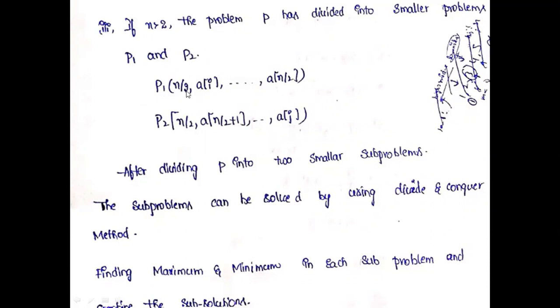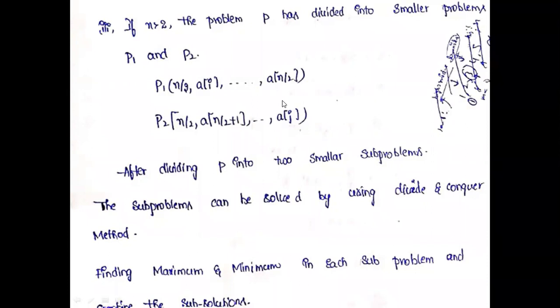Each subproblem has n by 2 elements. The first subproblem has elements from a of 1 to n by 2, and the second subproblem has elements from n by 2 plus 1 to a of j. After finding the maximum and minimum value in P1 and in P2, compare the maximum value in P1 with that in P2 and find the maximum value of the whole problem P. Similarly, compare the minimum value in P1 and the minimum value in P2 and find the minimum value of the whole problem P. That is the problem division.